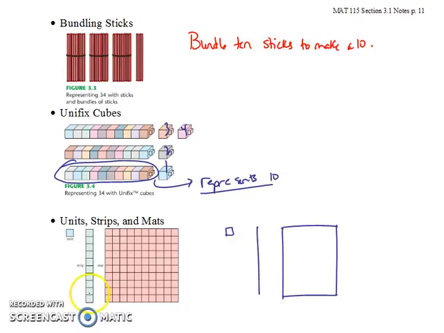Notice for the unit strips and mats, there were 10 to make a strip, and there are 10 by 10 to make 100. And that should very much resemble an area model, and it is an area model. It's an area representation of the number 100 is what it boils down to.